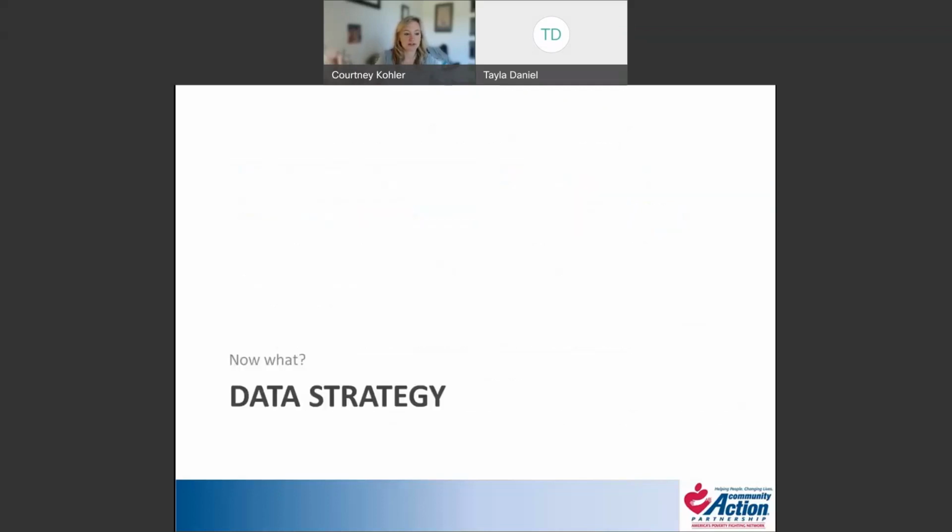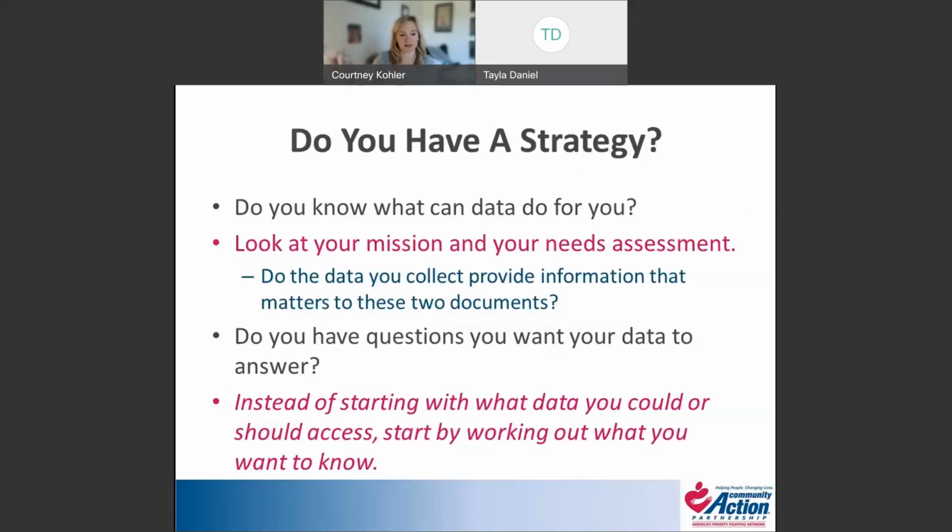All right, so now we're going to talk about data strategy. We don't want to just leave you with here's where your organization is at, but we want to give you some thoughts on where to go next, and really think big picture about the data strategy for your organization. Some of these questions you can ask of your organization. First of all, do you know what data can do for your organization? Is everyone clear on what that is? Because that's going to really help guide your strategy.